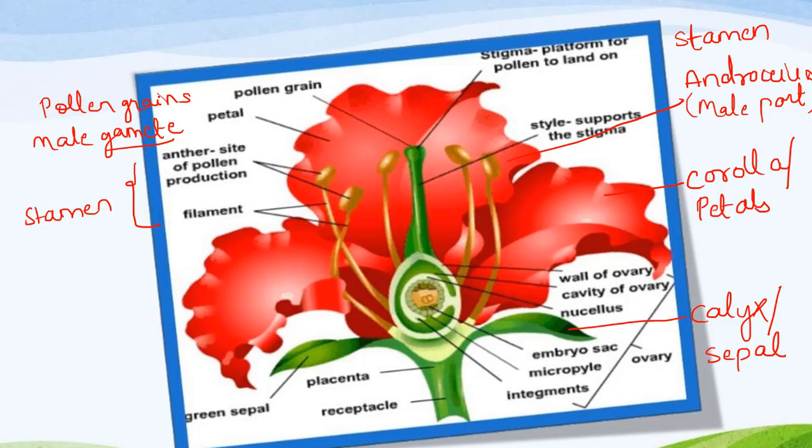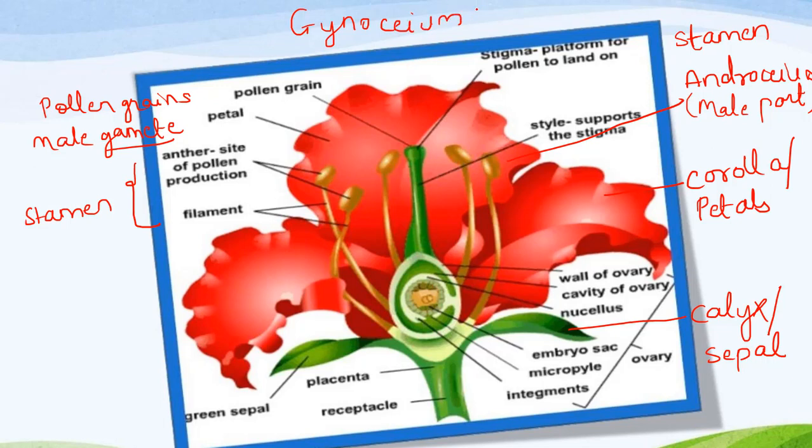All the stamens together. It is not that there will be only one stamen in the flower. There will be many stamens in the flower, and all the stamens together are said to be androecium. Okay, we move to the last part of the flower. You see the green color structure. This green color structure is said to be gynoecium.